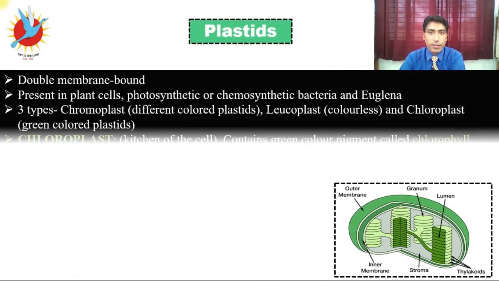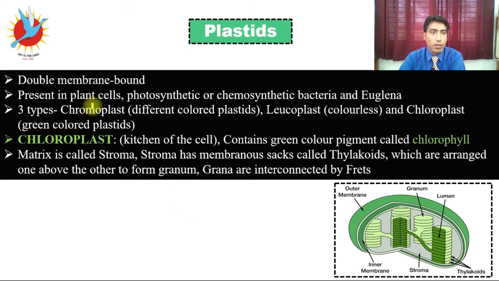Our next cell organelle is plastids. Plastids are the double membrane bounded cell organelle present in the plant cell, helps in the photosynthesis, and thus it is also present in photosynthetic or chemosynthetic bacteria as well as in euglena. These are of three types: chromoplast, different colored plastids, leucoplast, colorless plastids, and chloroplast, which are green colored plastids.